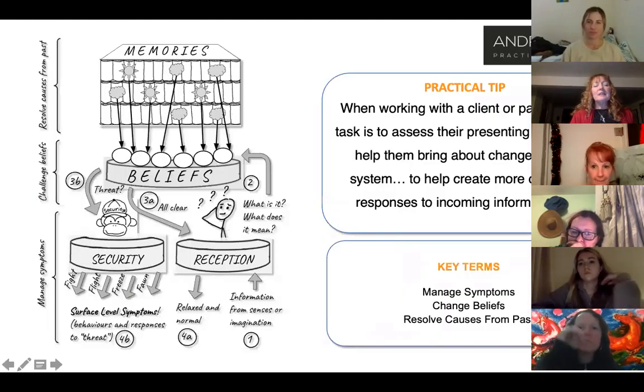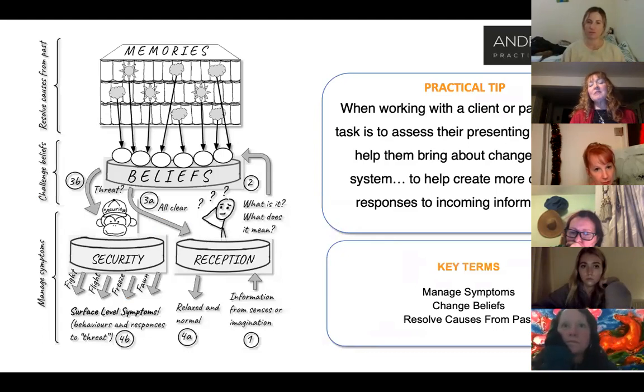So here's, again, looking at that library and how all that's created. You've got information coming in. It may be good, bad, whatever it is, it's going into the reception, meeting with the inner librarian, that part of you that's trying to work out what to do with it. This is all done subconsciously, you're not even aware it's happening. But sometimes that gets triggered by the security system, which is sometimes surface level symptoms.